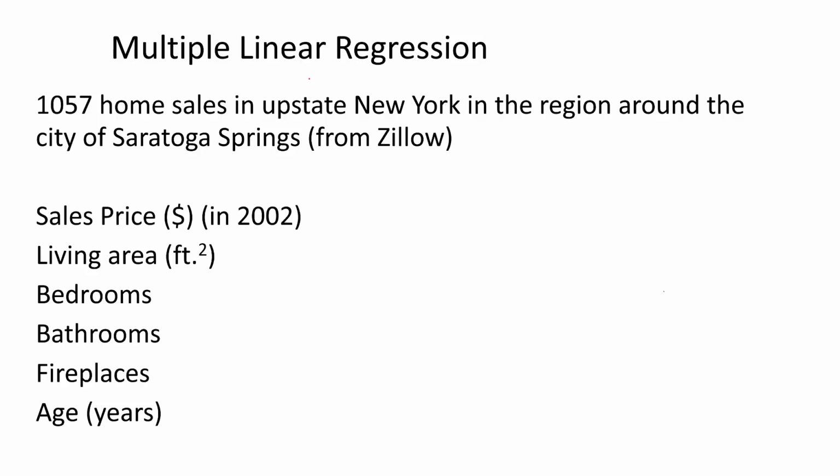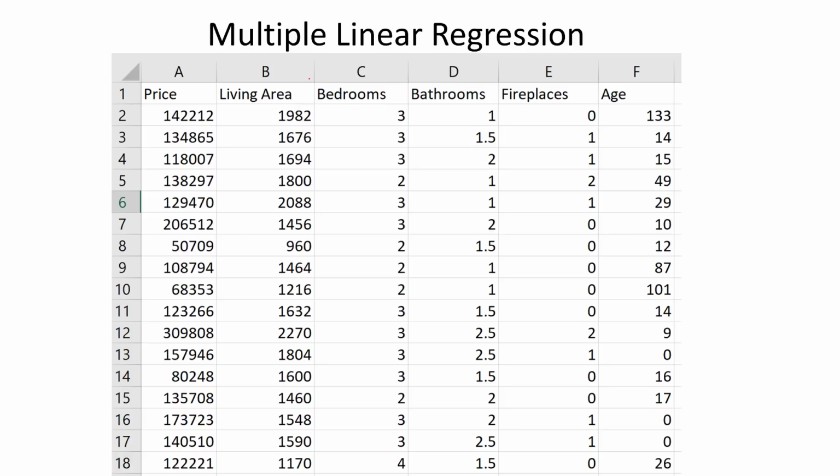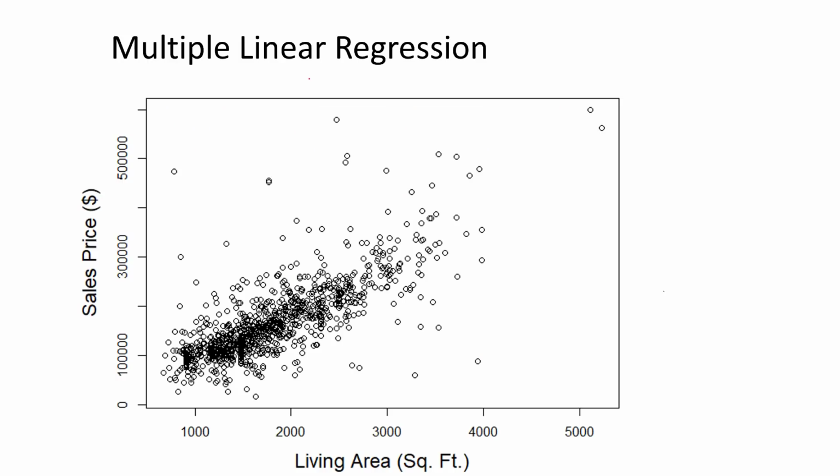We've got sales price that we're trying to predict in dollars in 2002. Living area in square feet, number of bedrooms, number of bathrooms, fireplace, and the age in years. So the first thing to do is take a look at your data, get a feel for what the columns are called, what it looks like. This is what your data set looks like. You can download it from Canvas. It's contained in the same little part of the module with your lecture notes.